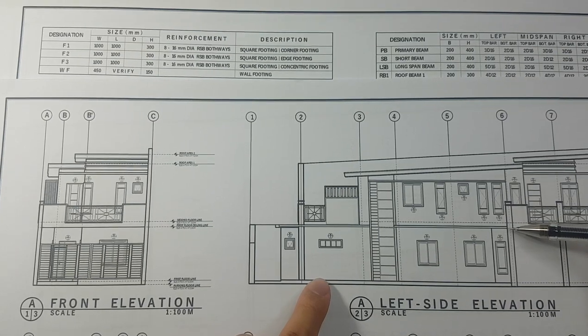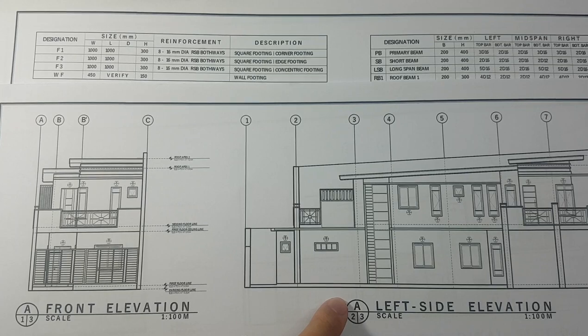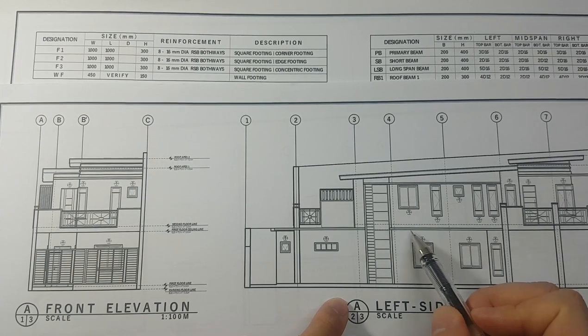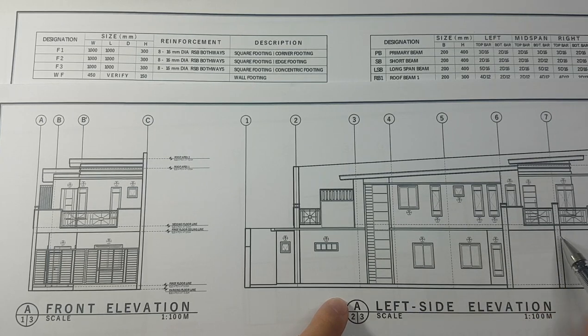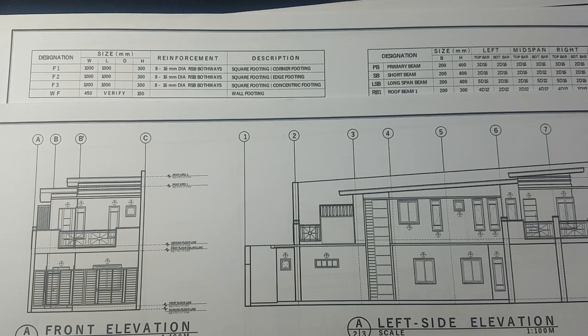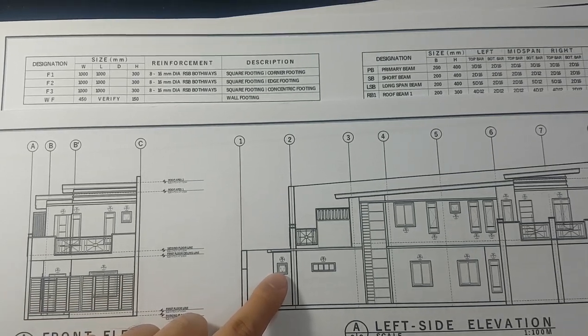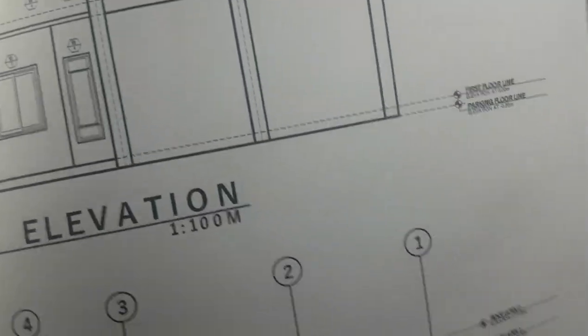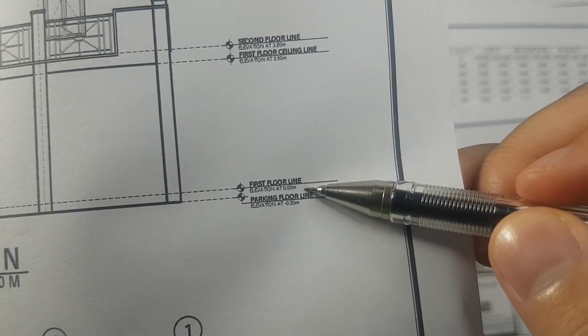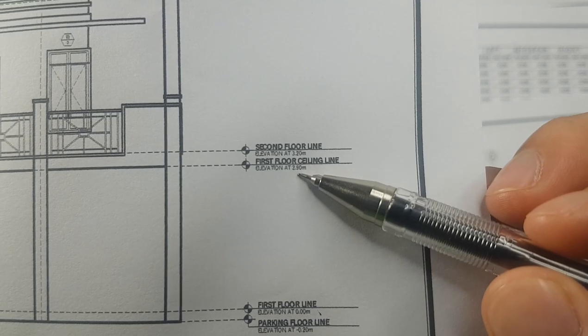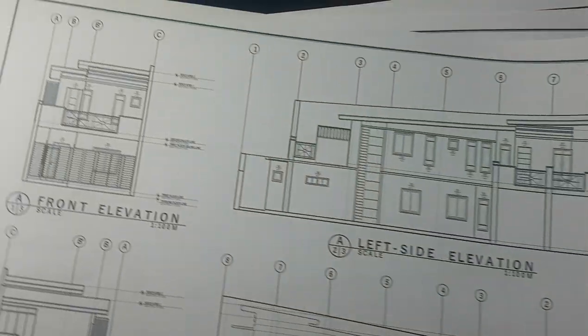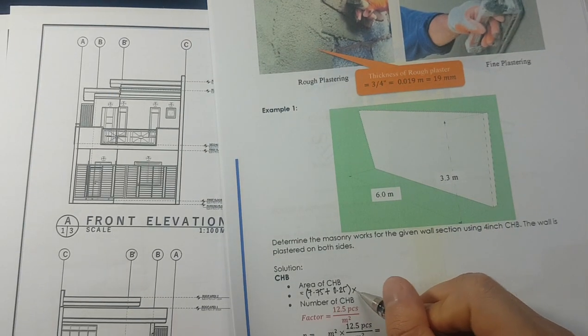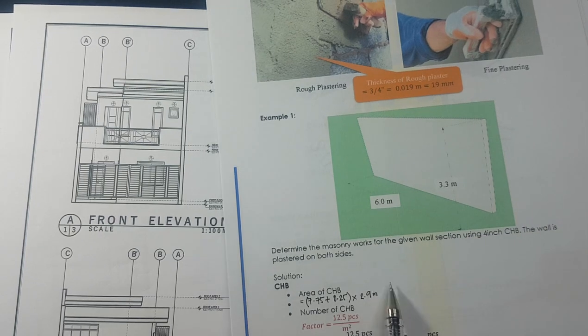So, it is from the first floor line up to the first floor ceiling line. Let's put it up to the ceiling. Though not really, because this is the second floor line, and more or less the beam is already there. So this is elevation 0, and this is elevation 2.9. Therefore, the height is 2.9, so times 2.9 meters. So we can get the area of CHB.